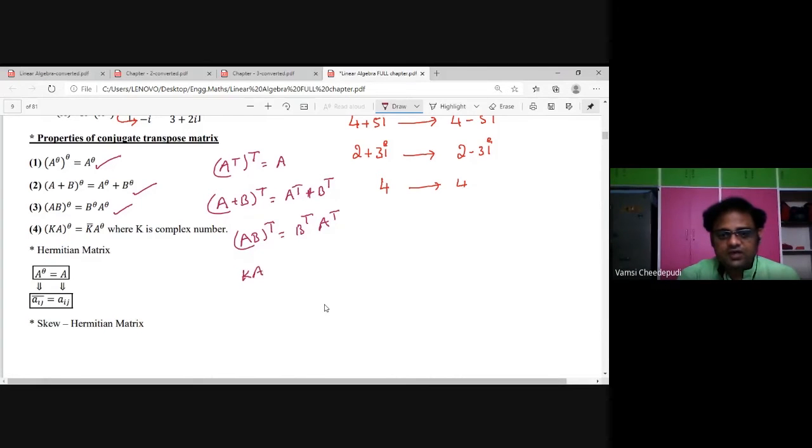K into A whole power T is equals to K into A power T. Sir, what is this? If you have number 5, 5A whole power T is equals to 5 into A power T.